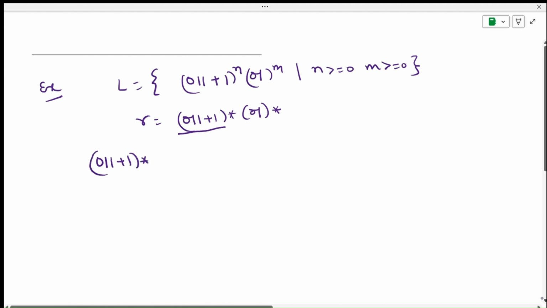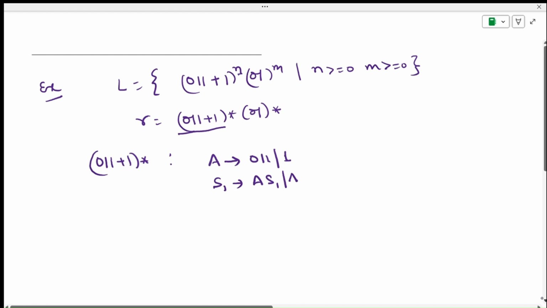Let me take any variable A, which can be written as 011 or 1. And we need to repeat this n number of times. So I can write this S1 as A S1 or null. Why am I putting null? Because this is a star. Star means we can have n, and this n can go down to 0.